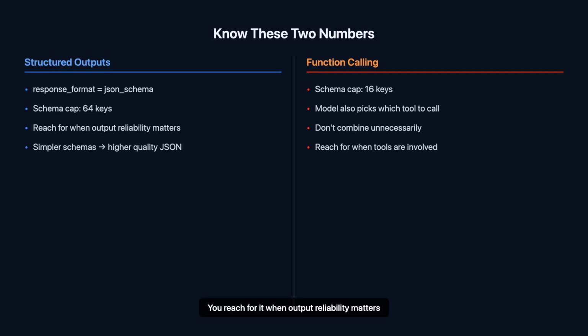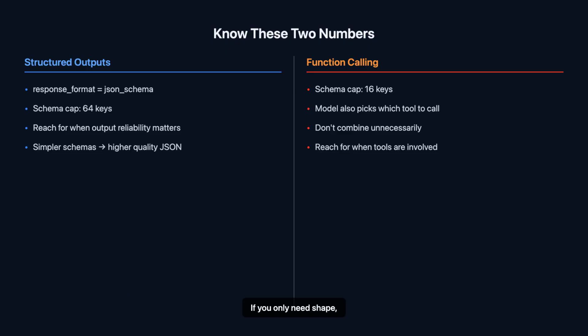You reach for it when output reliability matters and downstream code has to parse the result. Function calling schema cap is tighter, just 16 keys. It's the adjacent feature, used when the model also chooses which tool to invoke. The rule of thumb from Databricks practitioners: don't combine them unnecessarily.